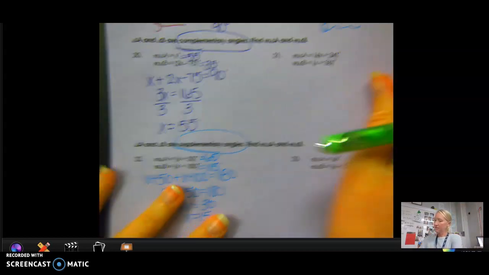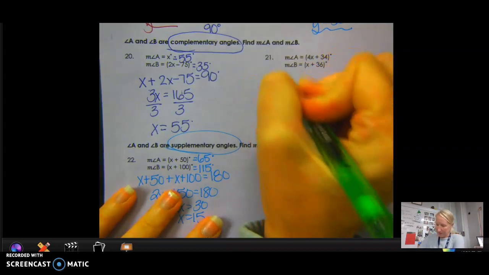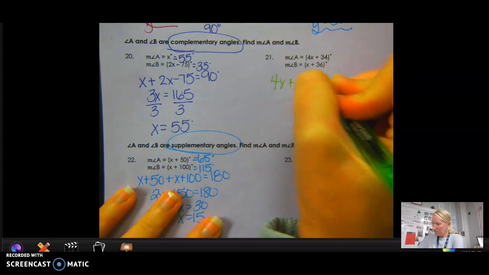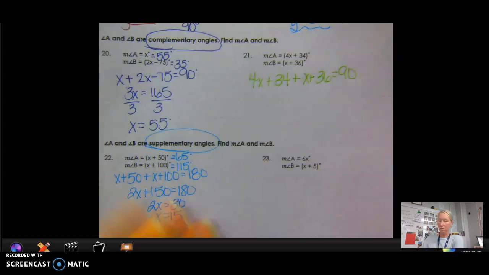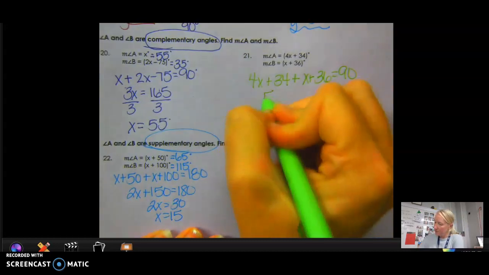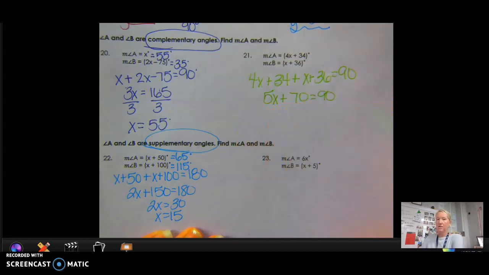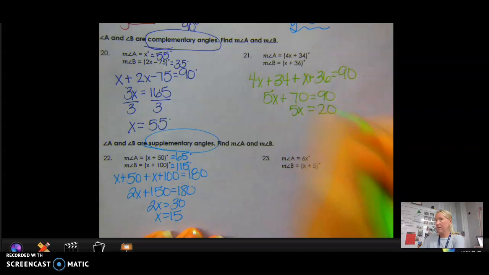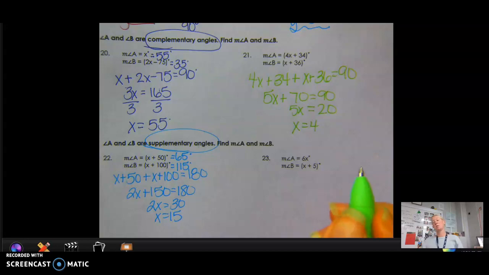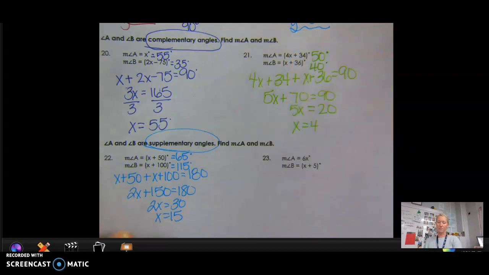Okay. Same process here. I'm going to add the two angles and set it equal to 90 because they are complementary. 4x plus 34 plus x plus 36 equals 90. That's 5x's. And then 34 and 36 makes 70. I'm going to subtract 70 from both sides, so I get 5x equals 20. Divide by 5, x equals 4. Plug it in up here. 4 times 4 is 16. 16 plus 34 is 50. And then that would make this 40, as I add to 90.